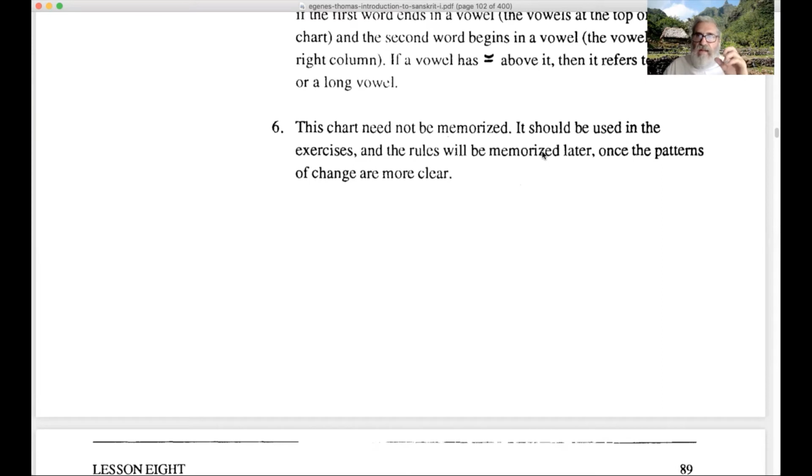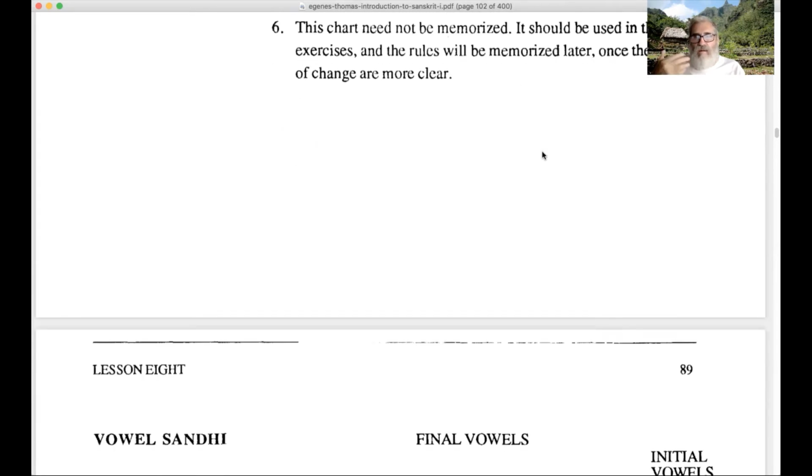confused about Sandhi. Sandhi is going to be introduced very slowly and very carefully, and we're going to assimilate it. We're going to learn it very easily. So this chart need not be memorized. It should be used in the exercises, and the rules will be memorized later once the patterns become more clear. And in fact, anybody who studied phonetics in university, if they've studied phonetical things, they can easily understand Sanskrit Sandhi because the rules of Sanskrit Sandhi are purely scientific, and they follow normal phonetic rules.